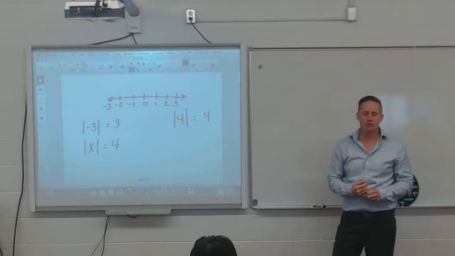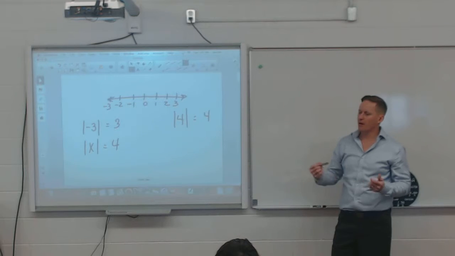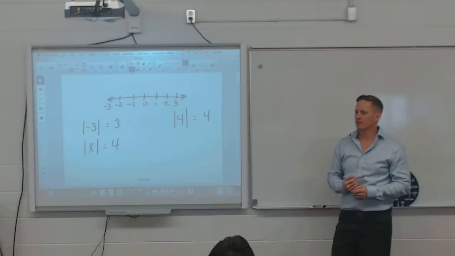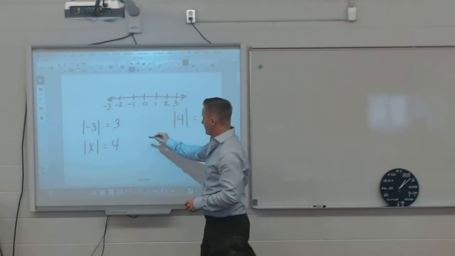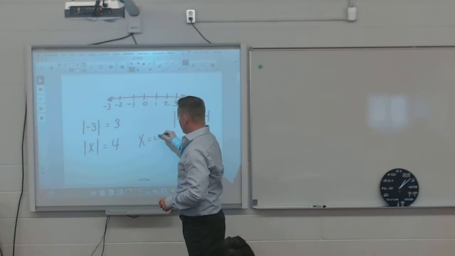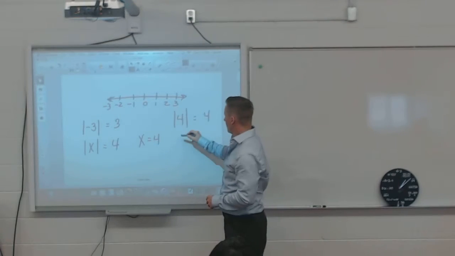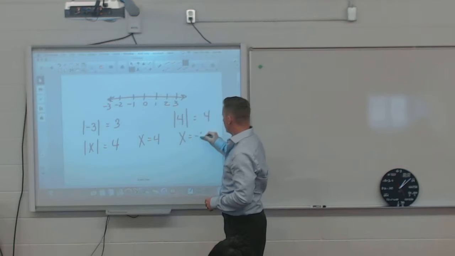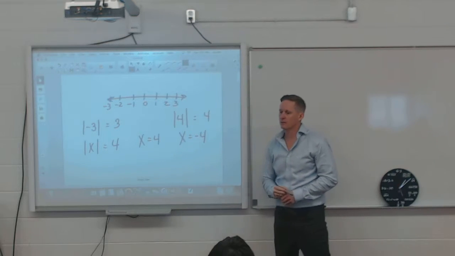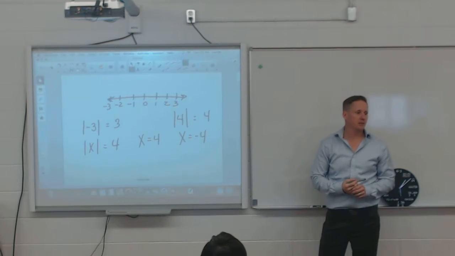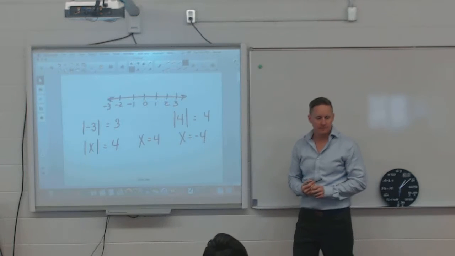Okay? Now, when I look at it in terms of what are possible solutions, well, if I have the absolute value of x is equal to 4, what are my possible values of x? Exactly. So what I do is I solve it by going x can equal 4 or x can equal negative 4. Very simple concept. Alright?